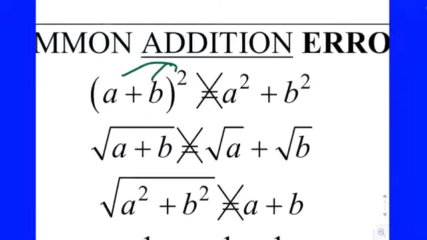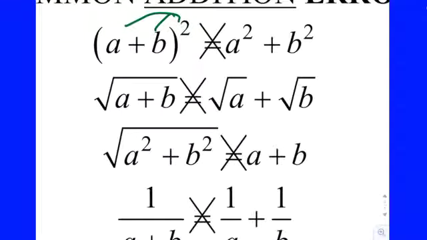Second one's really the same rule except the exponent's a half. You cannot distribute the 1/2 to the 2 terms. Same thing here. It's the exact same thing. If you have the square root of a squared plus b squared, it's not a plus b because these are being added or subtracted. It also works with a minus sign, okay?